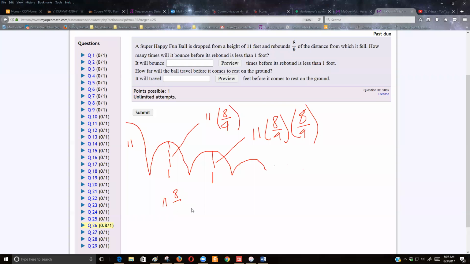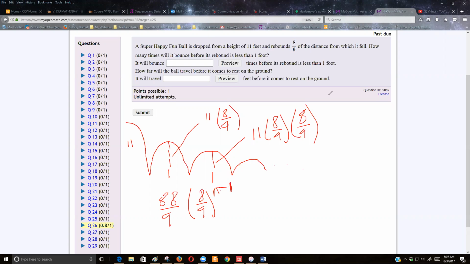Whatever is that? 88 over 9. I should write that as 88 over 9. So my first term is 88 over 9, and then it gets multiplied by 8/9 to the n minus 1. And that will be the number of terms coming, n minus 1.